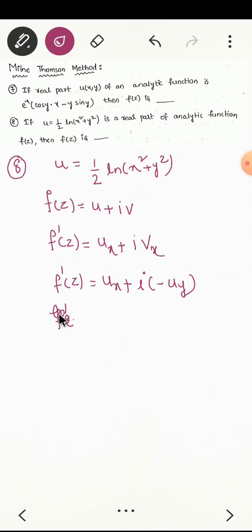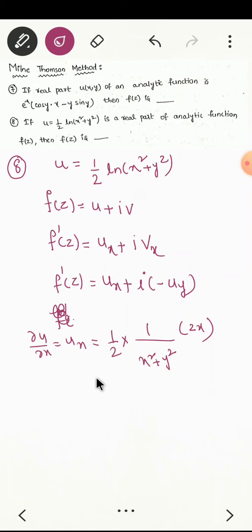Find out ux. Dou u by dou x is equal to ux. With respect to x, 1 by 2 will be constant. d by dx of ln of x is 1 by x, but in place of x, x square plus y square is there. Again do differentiation with respect to x for x square plus y square, so I will get 2x. So that will be x by x square plus y square.